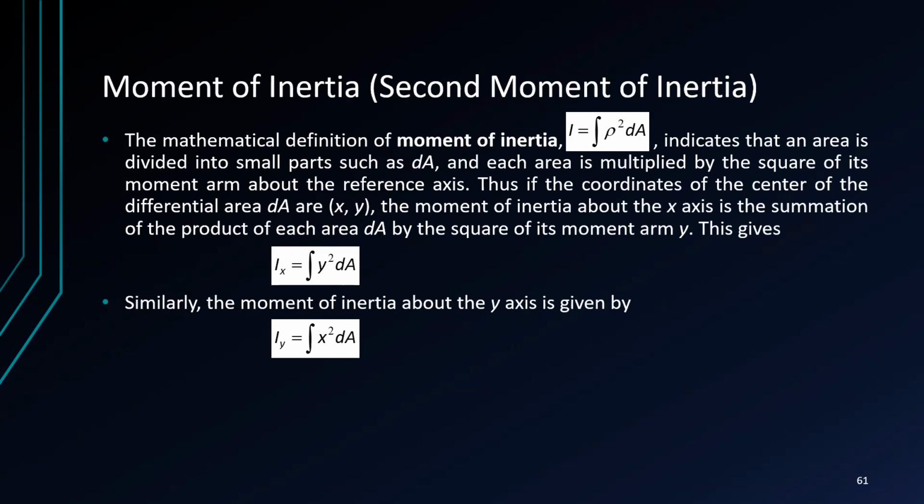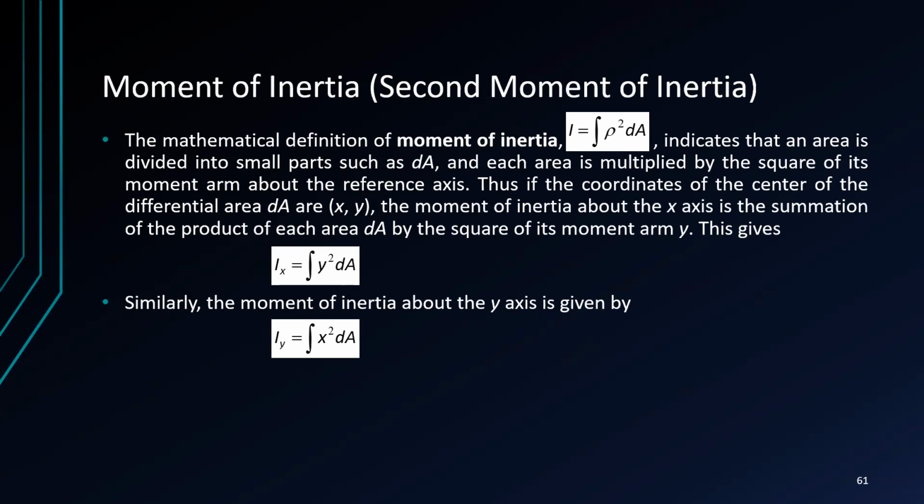So the mathematical definition of this is second moment of inertia. Okay, tawag yan. The mathematical definition of moment of inertia I is equal to the integral of rho squared dA. It indicates that an area is divided into small parts such as dA, and each area is multiplied by the square of its moment arm about the reference axis.